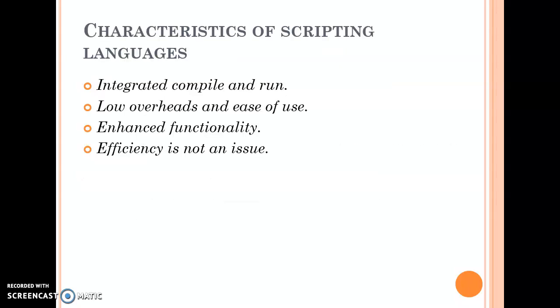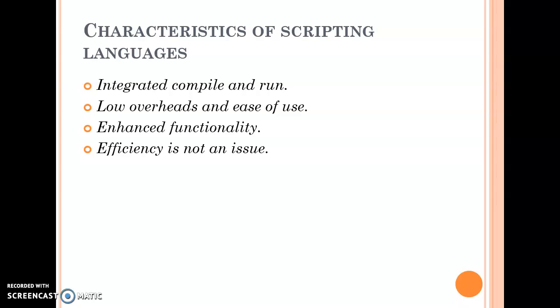So next one, characteristics of scripting language. There are four main characteristics of scripting language. Integrated compile and run, lower overheads and ease of use, enhanced functionality, and efficiency is not an issue. First one, integrated compile and run. A scripting language is an interpreted language. It has a compiler and interpreter. It can run line by line execution.